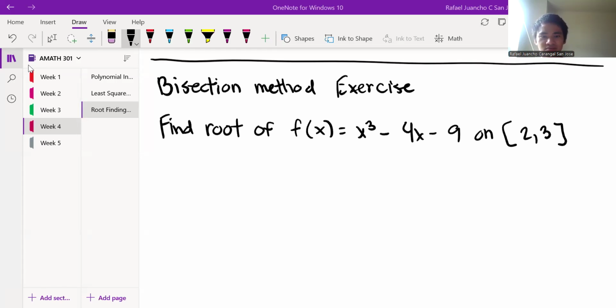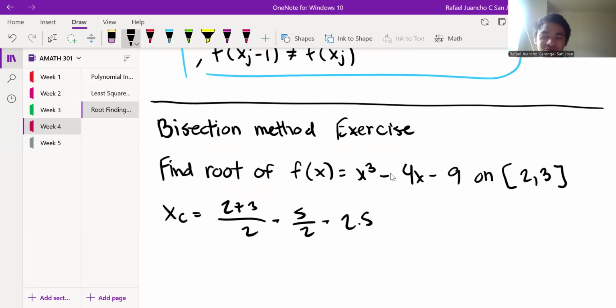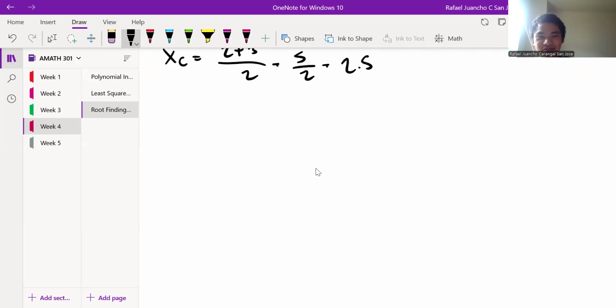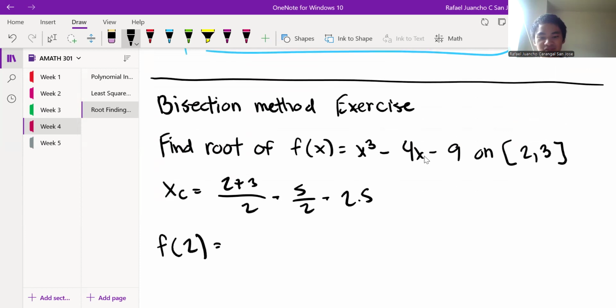So here we say, okay, that's my function, right? I plug in f of 2 here. Or actually, I find my center. Let me find my center. X sub c is 2 plus 3 divided by 2. That's 5 halves, which is 2.5. I should have just known because 2.5 is in the middle. If I plug in a 2 in my function here, I get 2 cubed minus 8 minus 9. I get negative 9, right?